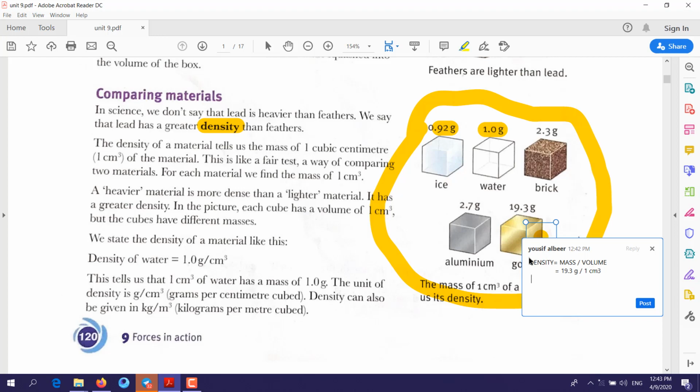Now the density will be 19.3 grams over cubic centimeter. So in this way we can find the density of any material. This is the density of gold, 19.3.